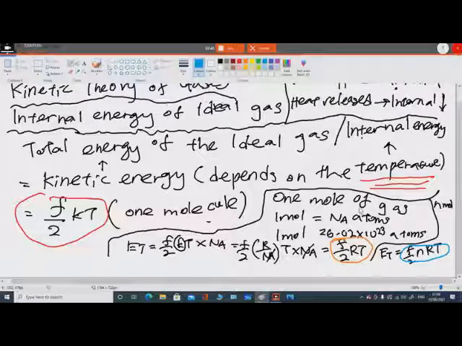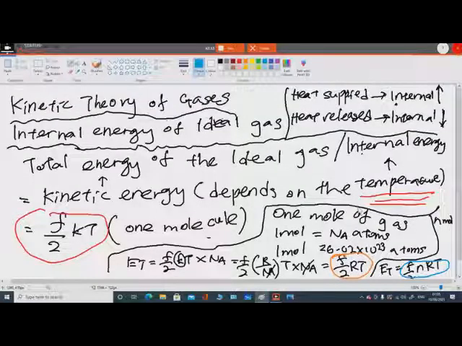We have to note that the internal energy is based on the degree of freedom, which is the type of gas, and finally the temperature of the surroundings, which is of utmost importance for the internal energy of the ideal gas. So we have done the chapter on the kinetic theory of gases.